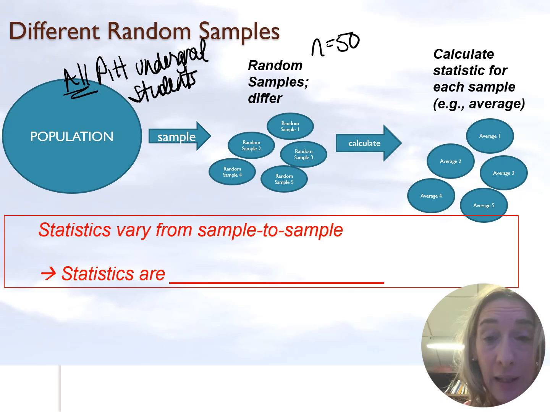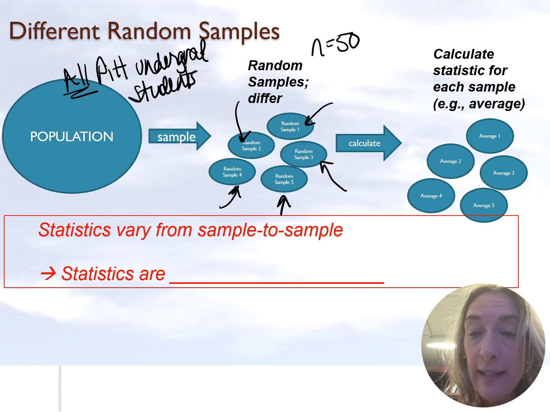Or another way of saying that is that, for example, the students who comprise sample 1 are likely going to be different from the students who comprise sample 2, right? Because we're taking different random samples out of the population, and likewise for the other samples. Okay. So then let's say that for each of these samples, we calculate a statistic.